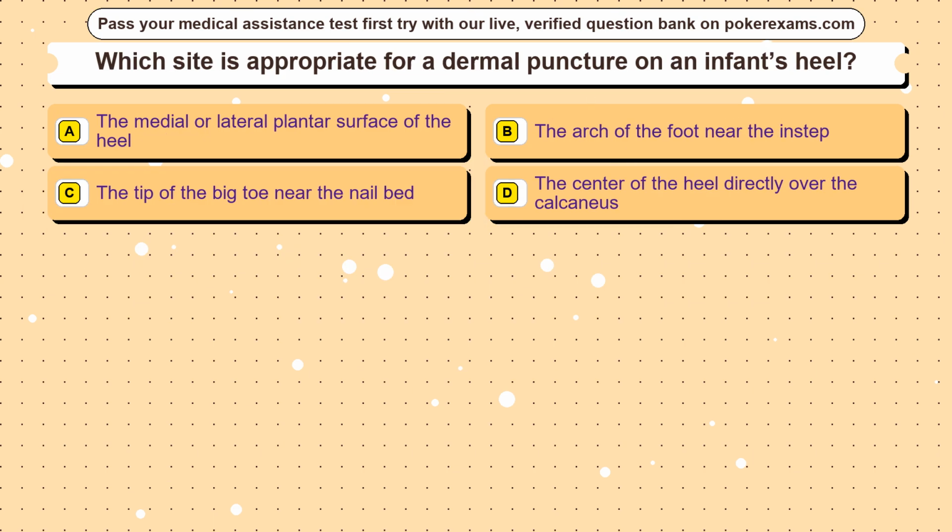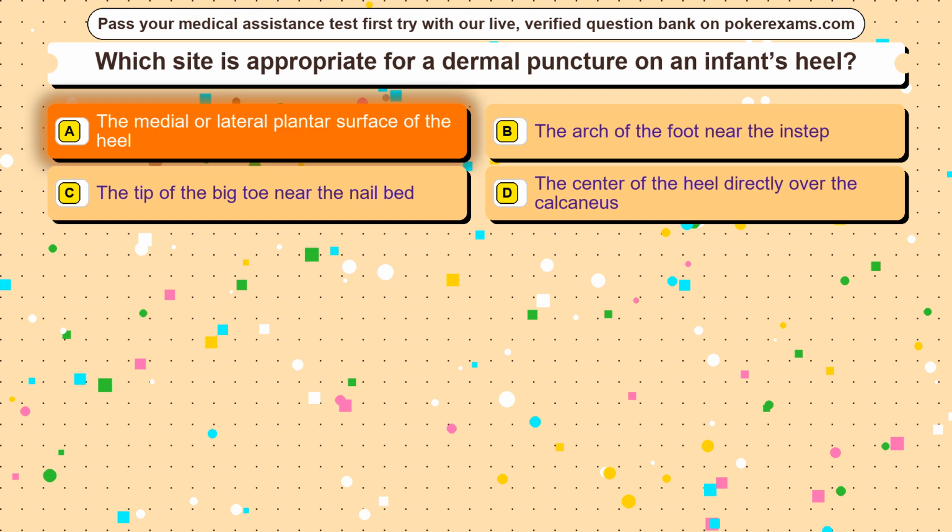Question 32. Which site is appropriate for a dermal puncture on an infant's heel? Option A. The medial or lateral plantar surface of the heel. Option B. The arch of the foot near the instep. Option C. The tip of the big toe near the nail bed. Option D. The center of the heel directly over the calcaneus.